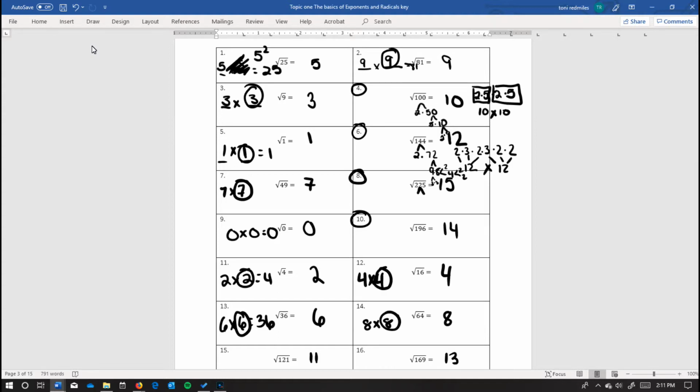255, I know that's divisible by 5. So let's break it down. 5 goes into that 4, and then with a leftover 2, drop down my 5, 45 times. If I break down this 45, that's 5 times 9, and 9 breaks down to 3 times 3. So 5 times 5 times 3 times 3.